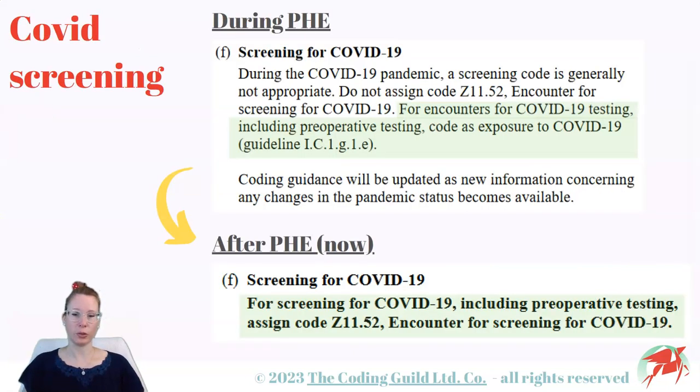Finally, a quick note about COVID screening. Because the public health emergency ended, we are no longer to use Z20.822, exposure to COVID, for screening services. The correct code from now on is Z11.52, encounter for screening.